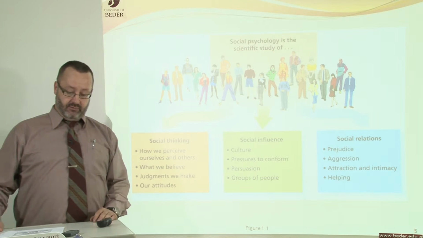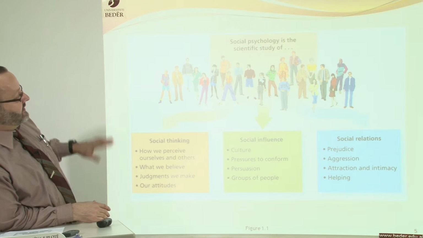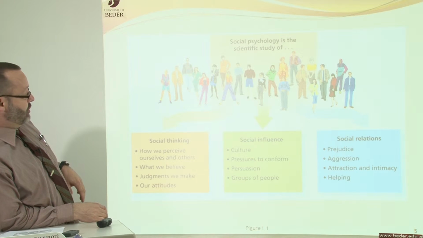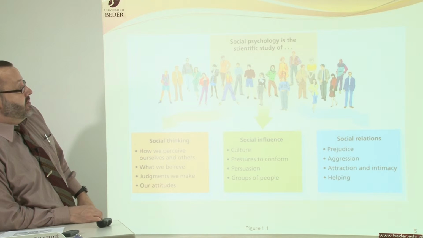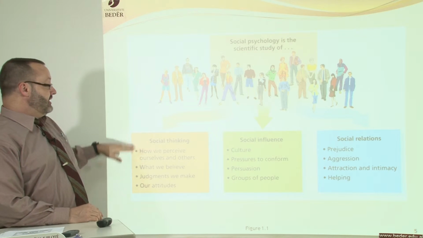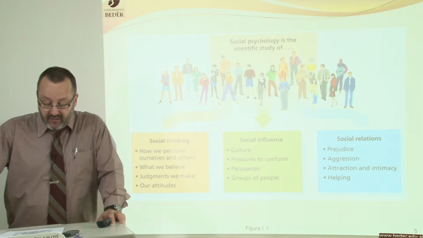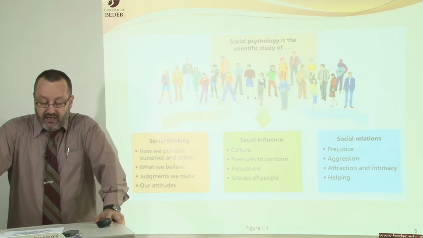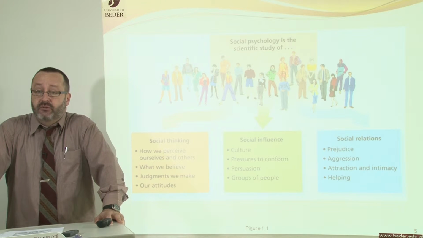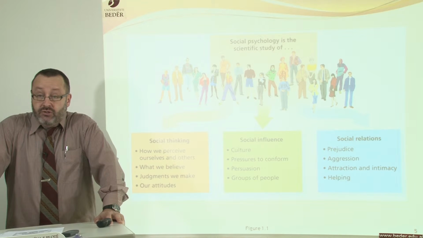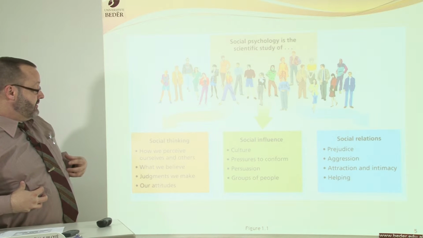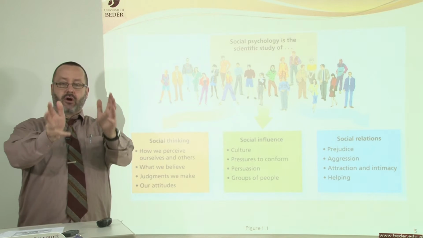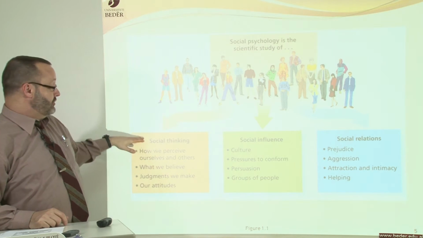So, we have a diagram here that's from your textbook, which is broken into 3 parts. So social psychology is a scientific study of social thinking, and we can all read what's written there: how we perceive ourselves and others, what we believe, judgments we make, and our attitude. So this is us in regards to ourselves and to others. This is our social thinking.